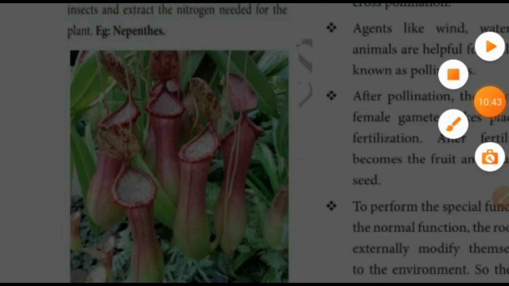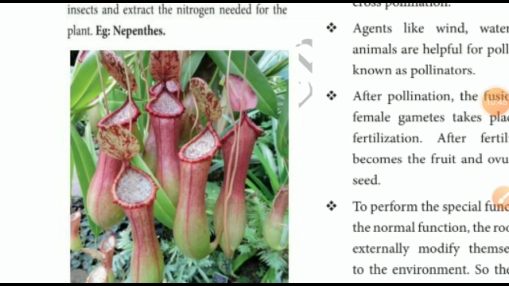Last one, Nepenthes. Here you see the picture. The leaves are modified into a flask-like structure to attract insects. Through the insects, they get nitrogen. Example, Nepenthes. Where does it grow? It grows in nitrogen-deficient soil. How is the nitrogen digested? The plant produces some digestive enzymes.